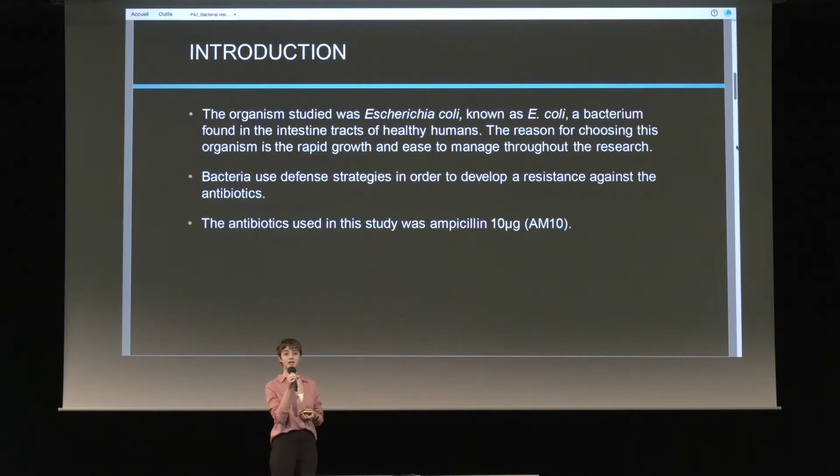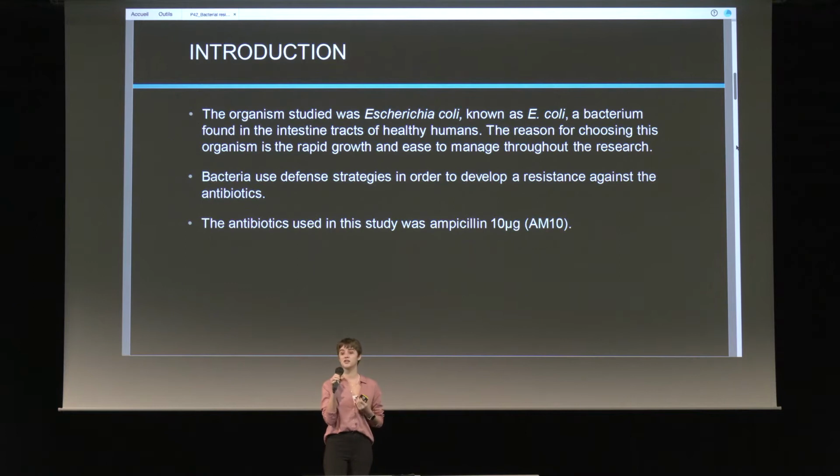The organism that I chose to study, as I've said before, is Escherichia coli, also known as E. coli, and it's a bacterium found in the intestine tracts of healthy humans. It can also be found in other animals and plants as well. The reason why I chose this organism is due to its rapid growth, low maintenance, and it is also one of the most studied and most understood microorganisms in research.